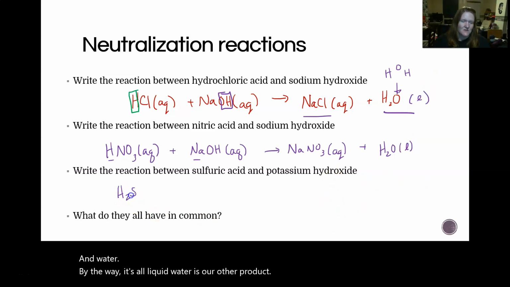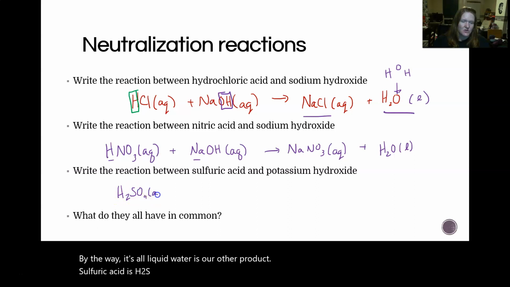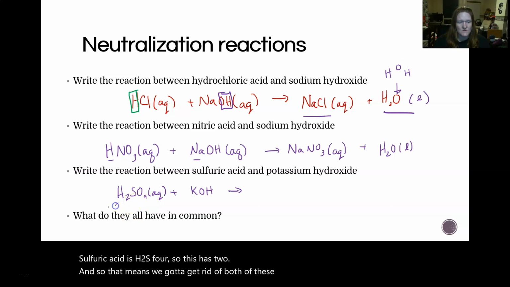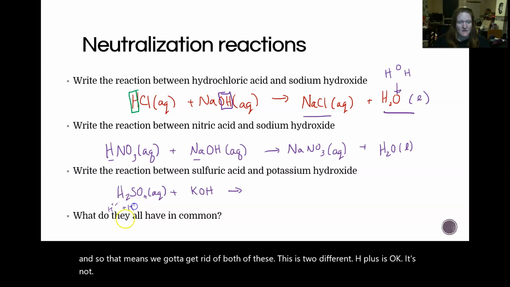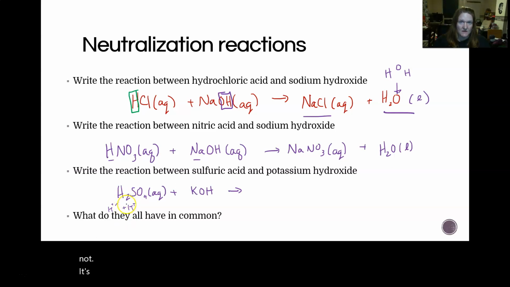Sulfuric acid is H2SO4. So this has 2 protons to lose. And so that means we got to get rid of both of these. This is 2 different H pluses, okay? It's not H2 the element. It's H plus because it's an acid.